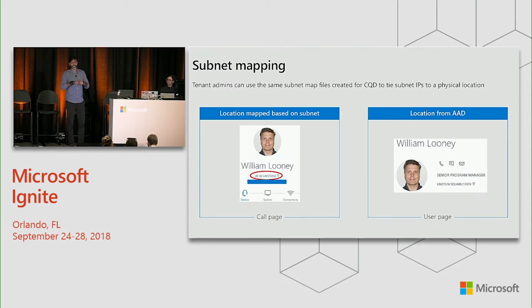But the advantage with the subnet mapping, one that I specifically wanted to call out, was that your call page will know exactly where the user is making the call from, right? And that's an advantage if you have the subnet mapping in place. The little blue bar that you see under, it's not a design or something, it's PII. We block that out.